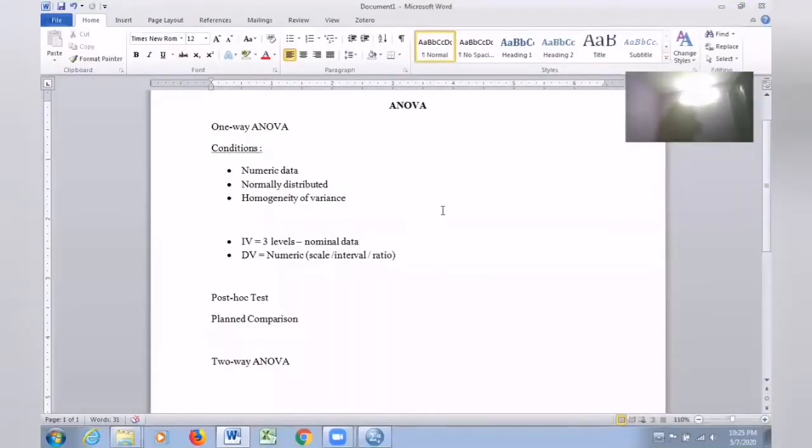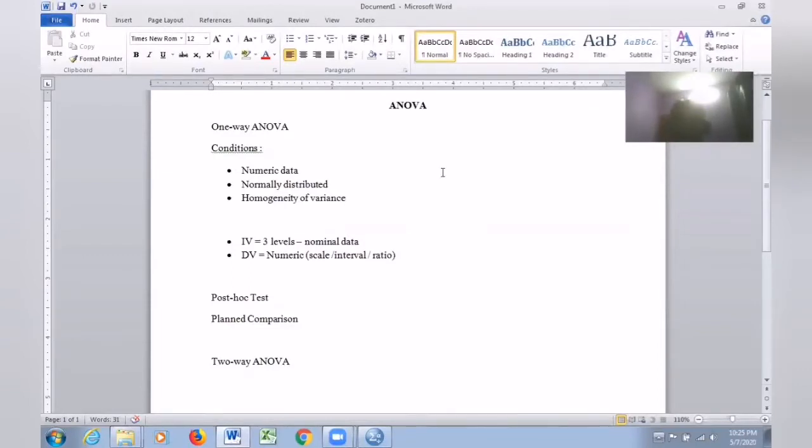Welcome back to the session on parametric tests on SPSS. In the last class we discussed two important tests, namely the independent sample t-test and the paired sample t-test. In this second part of the third session, I would like to concentrate on the ANOVA test, analysis of variance.